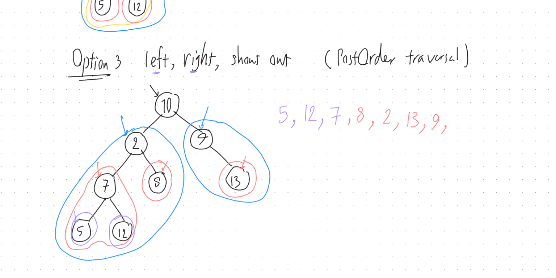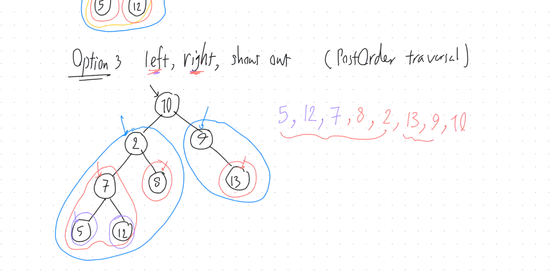And finally, if you think about it, you started from 10, right? Then we said, okay, it's not 10's turn yet. We have to process its left subtree, which we did from here to here. Then we said after left, it's time to process the right subtree of 10. This guy here, that's 13 and 9. And now, when we are done with both subtrees of 10, we can process 10 itself.